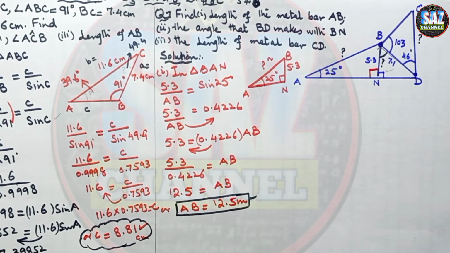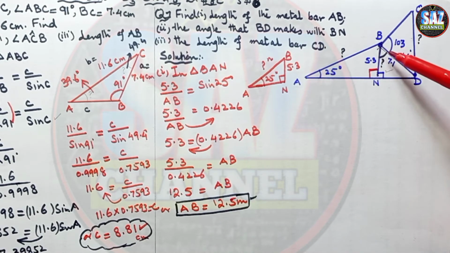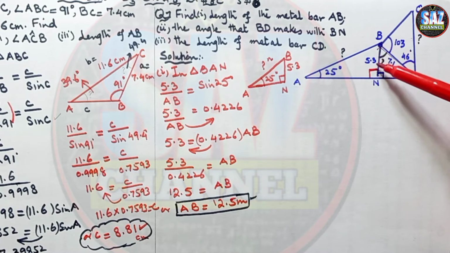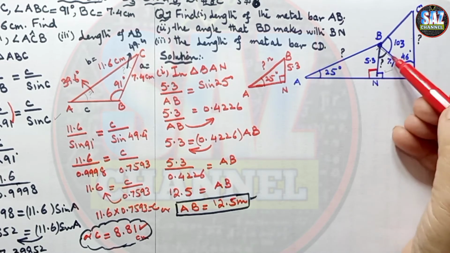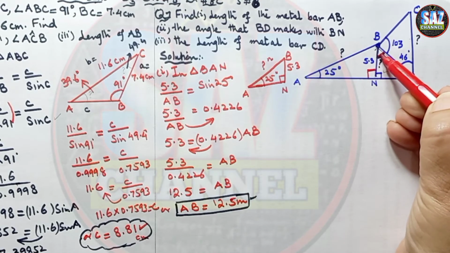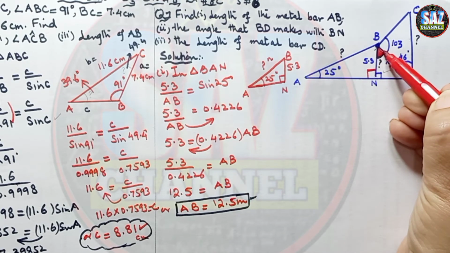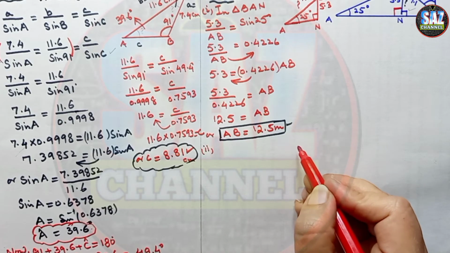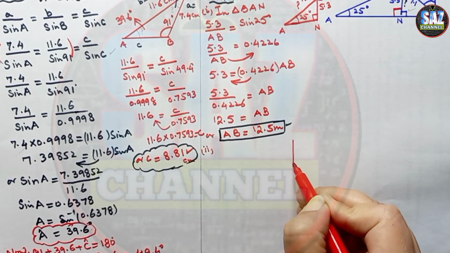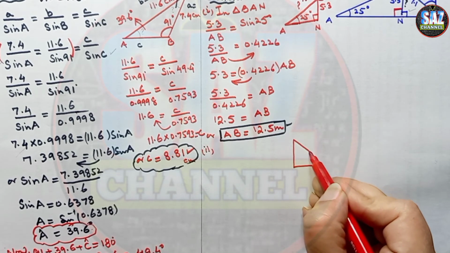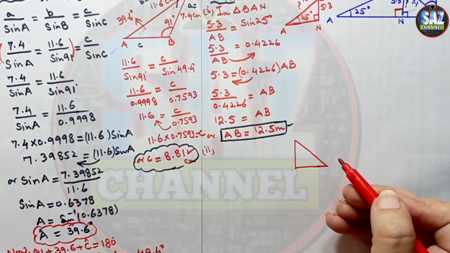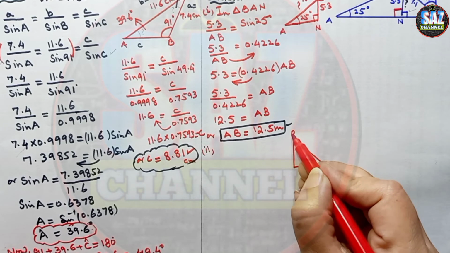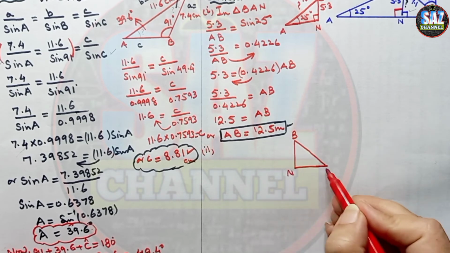Okay, now the second part of the question is the angle that BD makes with BN. So we have to find the place where BD is making the angle with BN. For the second part, I have to take a triangle BND and make the triangle here. Always support your working with small statements and reference figures so that the examiner can understand your working easily, especially in the case of composite and multiple diagrams.